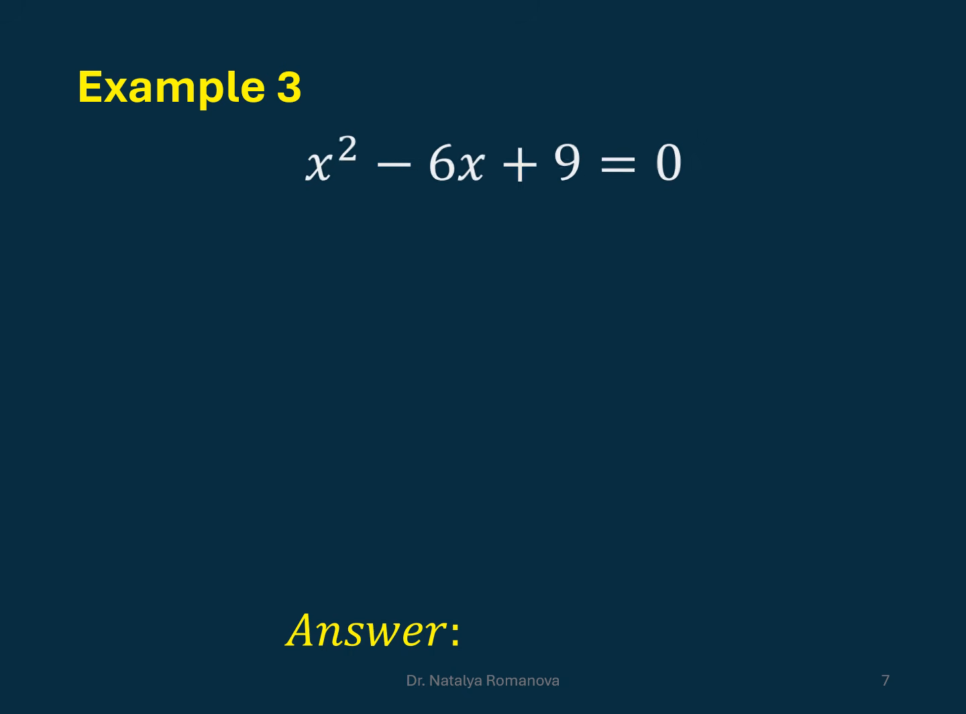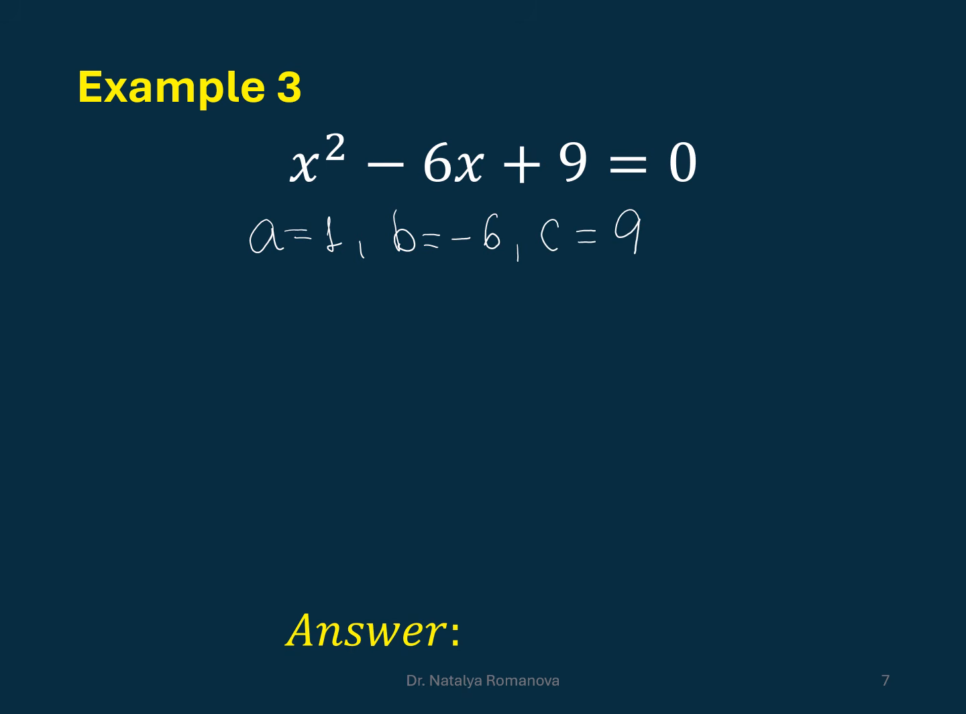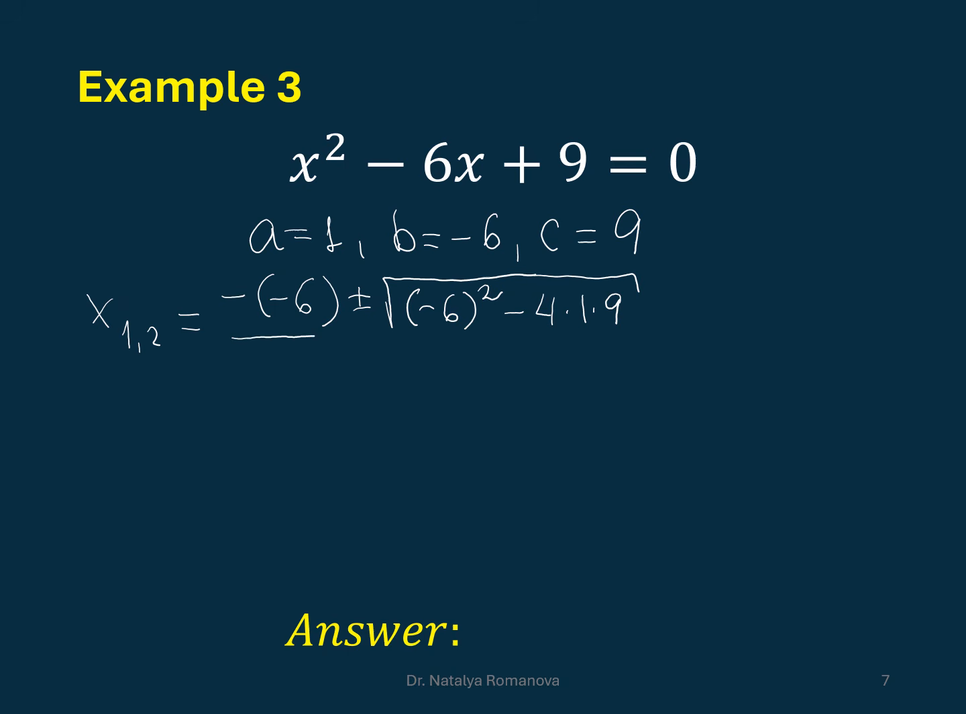Next example, we have x squared minus 6x plus 9 equals 0. A equals 1, B equals negative 6, and C equals 9. Now we're going to use the quadratic formula. Minus negative 6 plus minus square root of negative 6 squared, we need parentheses, minus 4 times 1 times 9, divided by 2 times 1.